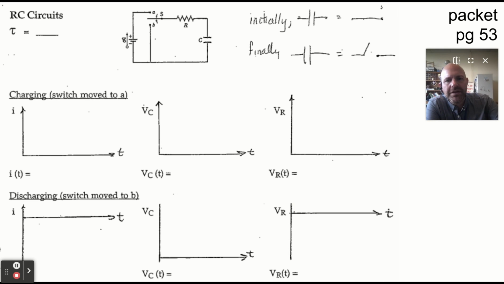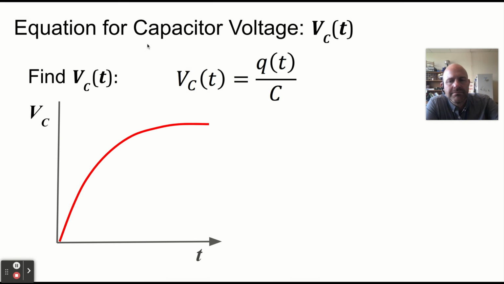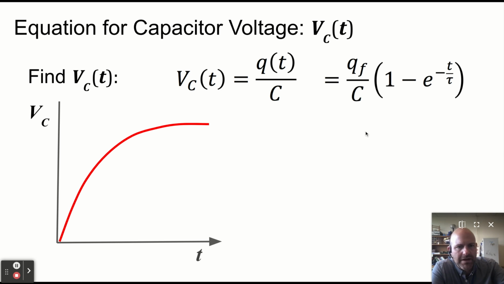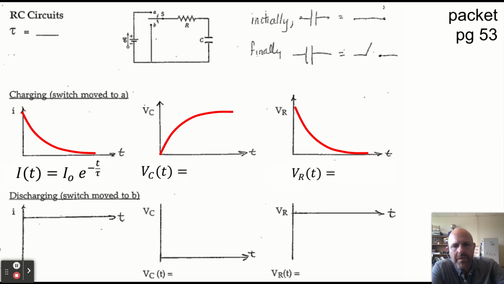So page 53, you can do these for all of them: the current, the voltage of the capacitor, and the voltage of the resistor by filling them in. The time constant is RC. The current decays. The voltage for the capacitor grows. And so how do we get that one? Well, voltage is just going to be Q over C. We already have a formula for Q as a function of time, divided by the capacitance, and Q equals capacitance times voltage of the circuit, and we get this where it grows to meet that final value. So we've got that one.